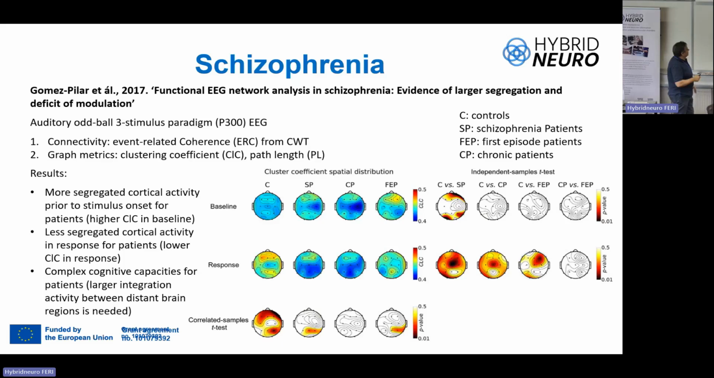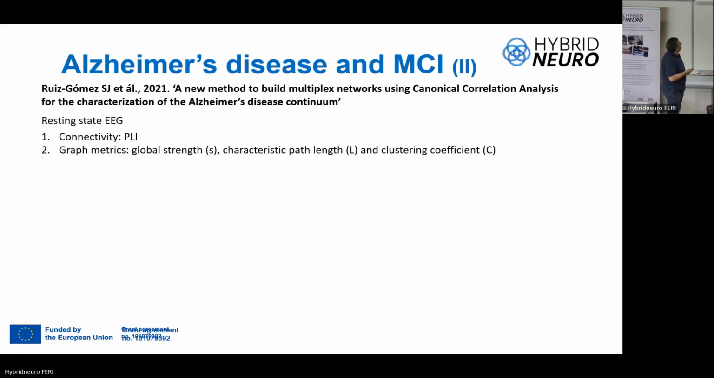If we compare populations, control with respect to the other populations, here we observe differences in the response, but not in the baseline, because the patients don't respond. This is why we have differences, and the controls respond.